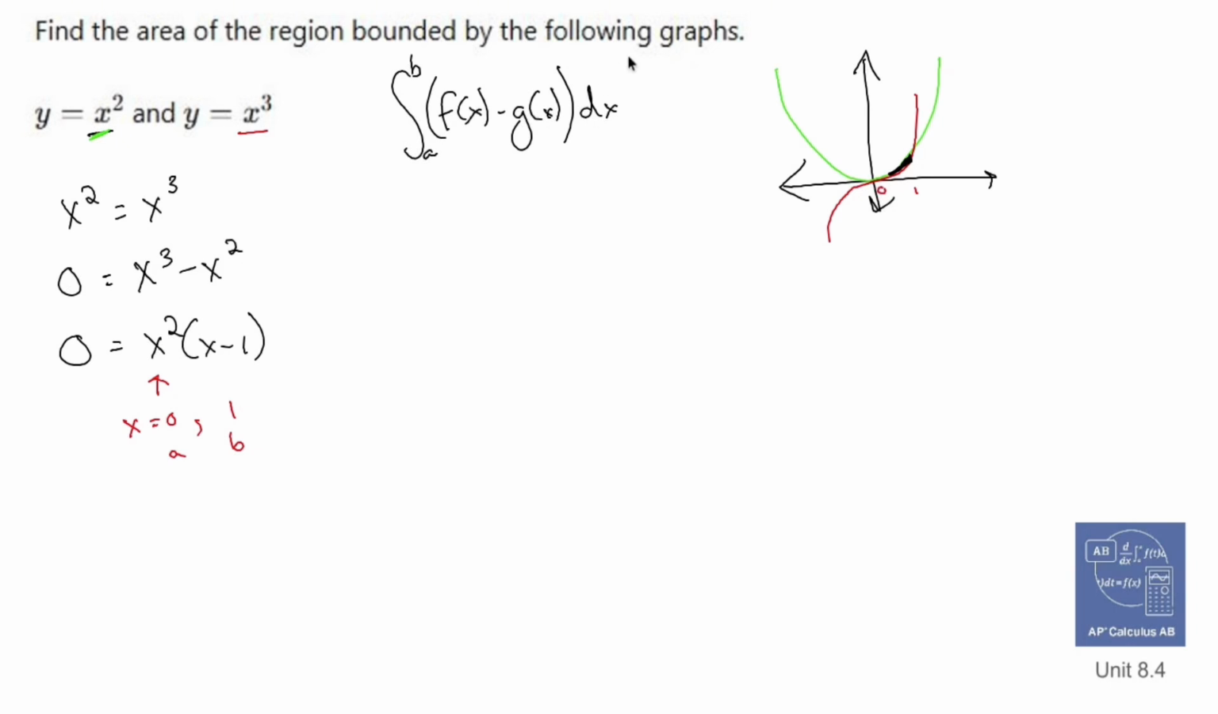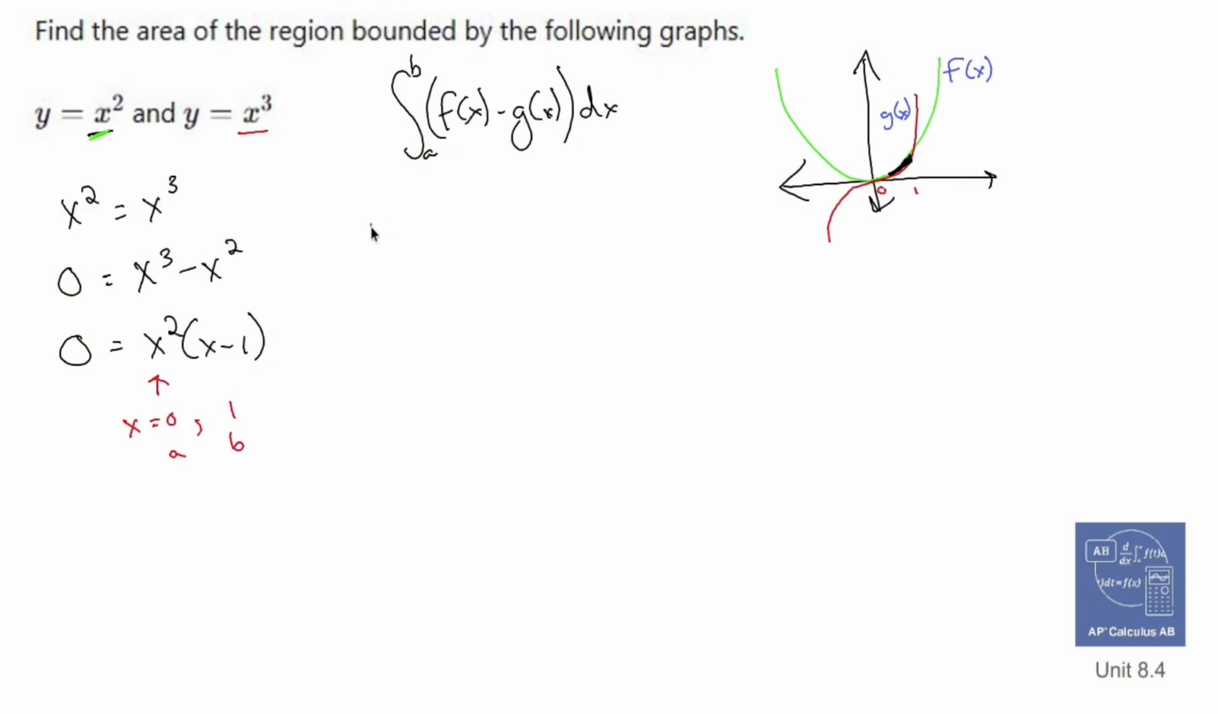Now, according to the graph that I drew, you really want to have the upper graph be your f of x. So it looks like x squared is going to be my f of x, and x cubed is going to be my g of x. If you have this backwards, you're going to get a negative area. You're not wrong, just make it positive and everything is fine. You can't have negative area in a real world sense, so you just make it positive, no big deal. That's going to happen from time to time.